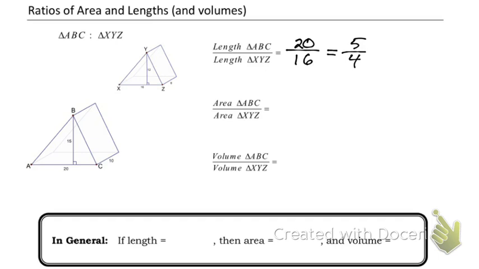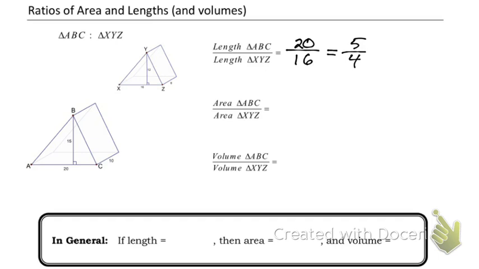And just if you don't believe me, if I would have done the heights, I would have done 15 over, I hope that's 12. Which would also have been 5 over 4. So it doesn't matter which height you would have picked, the height or the base, or any one of these, they'd all have that ratio of 5 over 4.